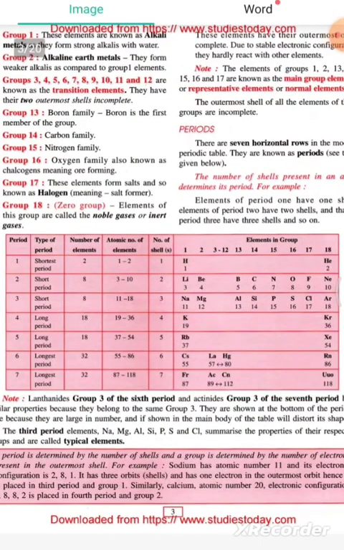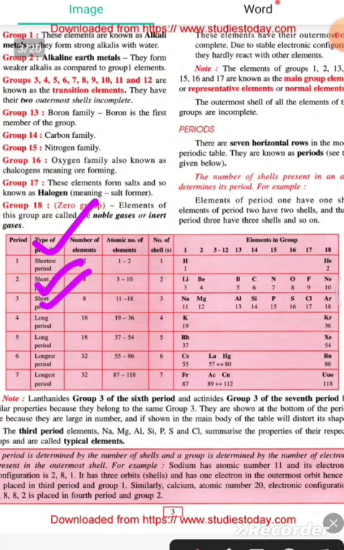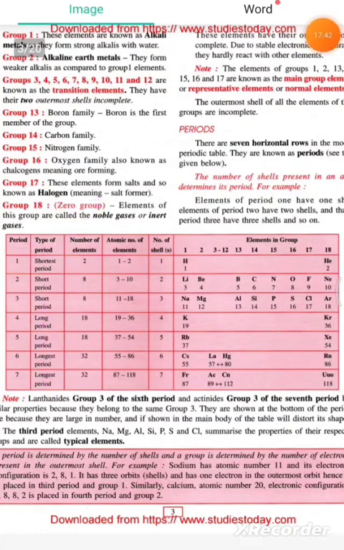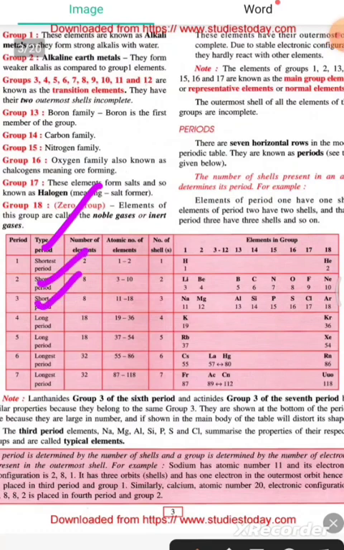Some short questions you may also get regarding the shortest period, long period and longest period. So let us see. The shortest period is your period 1. Short period is period 2 and 3. Long period is period 4 and 5. Longest period is period 6 and 7. Once again I am repeating: shortest period, period 1. Short period, period 2 and 3. Long period, period 4 and 5. Longest period, period 6 and 7.